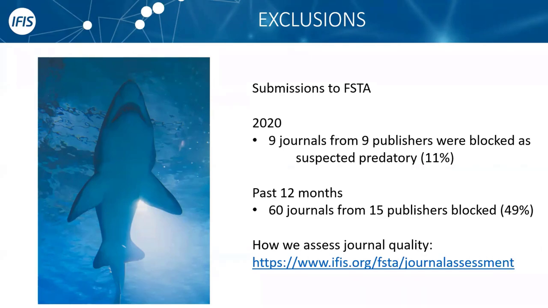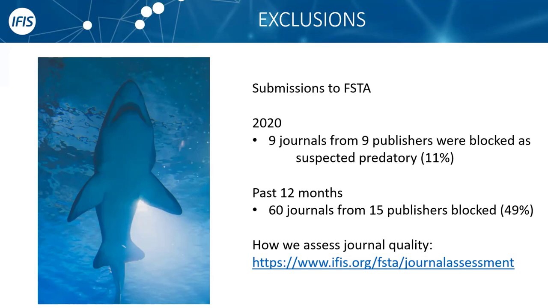One thing that we pride ourselves on is our really rigorous screening process to keep out predatory materials. This is a very real problem in today's information landscape, which I think is illustrated nicely when we look at some statistics about the things that people tried to get indexed in FSTA. In 2020, we blocked 9 journals from 9 different publishers because we suspected that they were predatory. And in a really recent 12-month period, we blocked 60 journals from 15 different publishers, or almost half of the submissions that were given to us where people said, could you please index this?